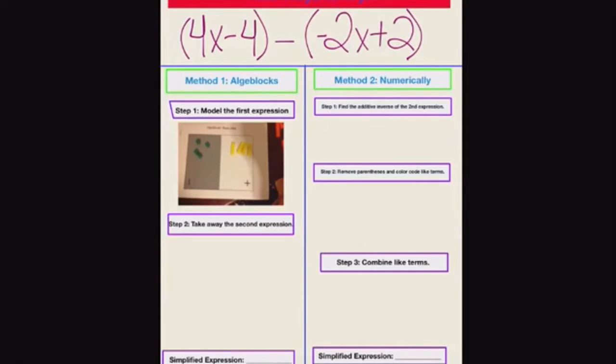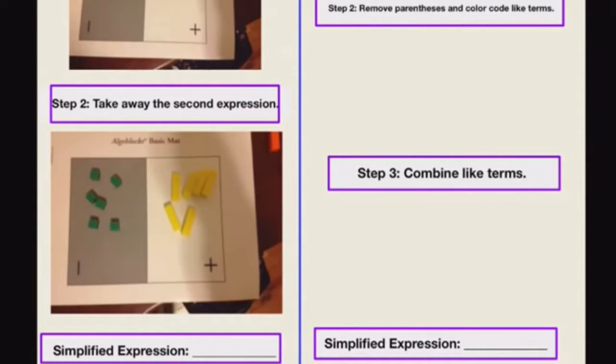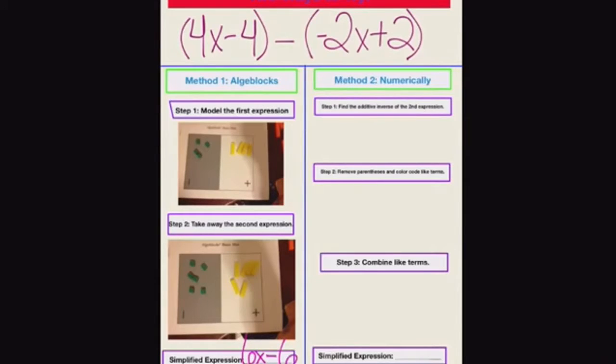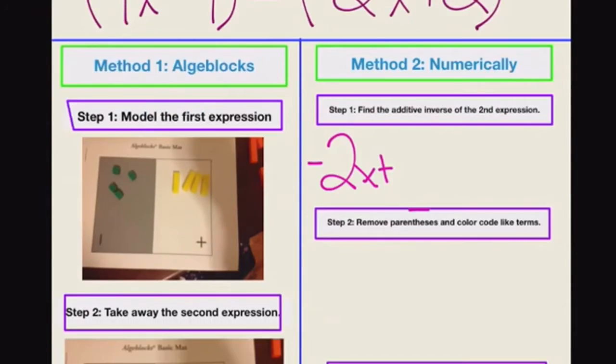Okay? And then we're going to go ahead and write our simplified expression, which is 6x minus 6. Okay? Let's go ahead and try this numerically. So start by finding the additive inverse of the second expression. So negative 2x plus 2 becomes 2x minus 2. Finding the opposites. Opposite of negative 2x is positive 2x. Opposite of plus 2 is minus 2.